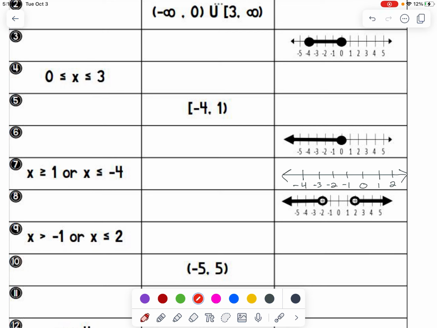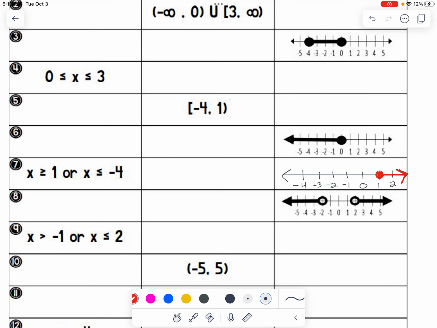So we're going right. So that's going to be a solid circle. And let's see if it'll let me do it. Come on. Nope, it doesn't want to. So I'm going to just fill that in. And then that is going to go that way.